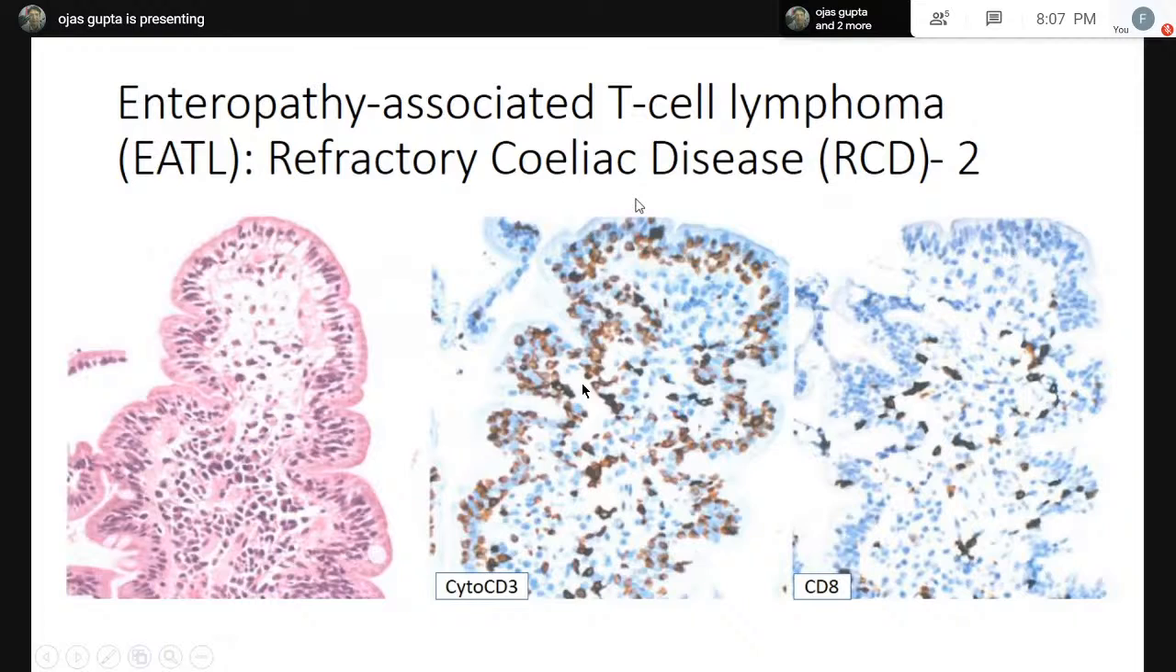So let's look at how to diagnose RCD2. In this picture we can see one of the duodenal villi, and it is showing the presence of these intraepithelial lymphocytes, and these intraepithelial lymphocytes are showing strong and diffuse cytoplasmic positivity for CD3, whereas it is absent for CD8.